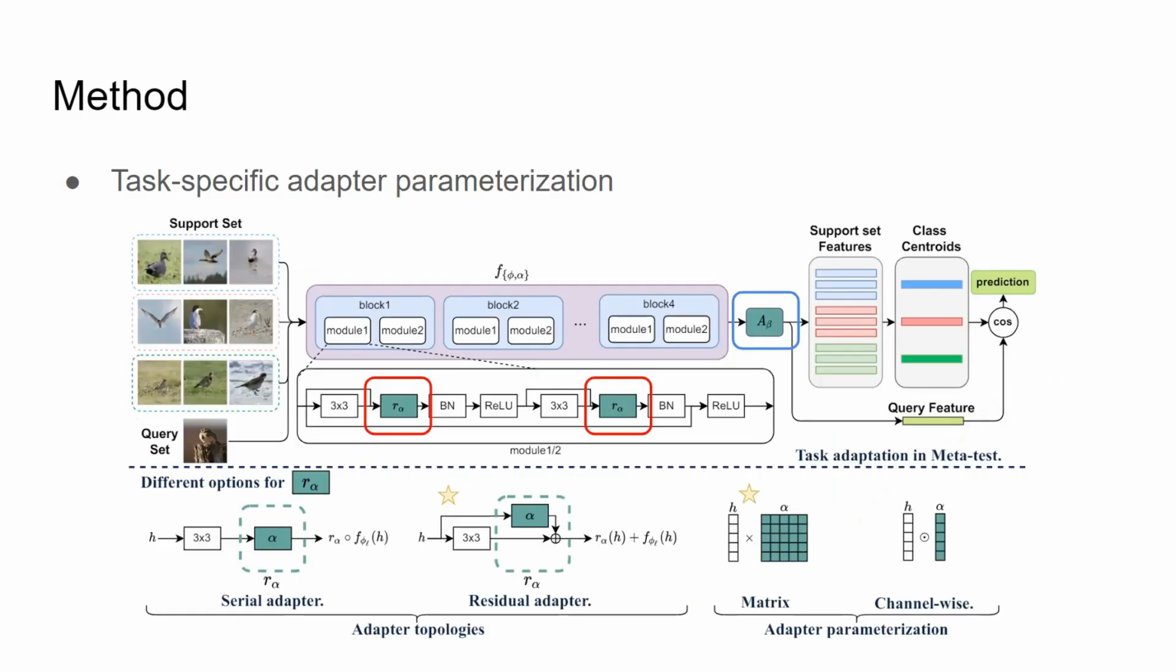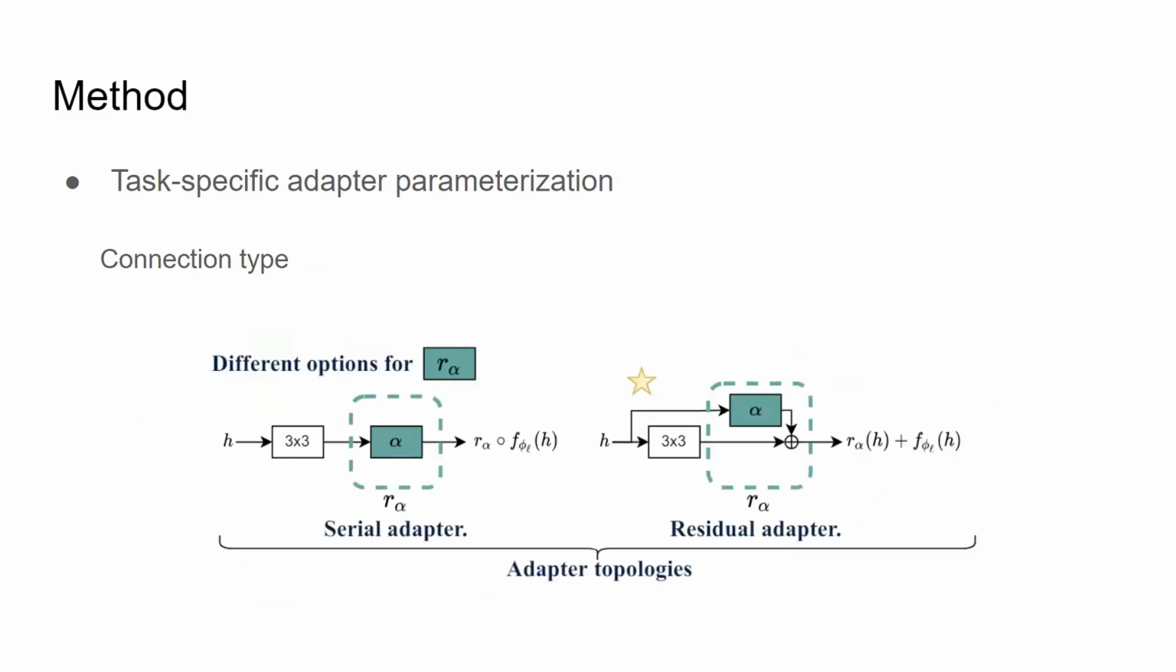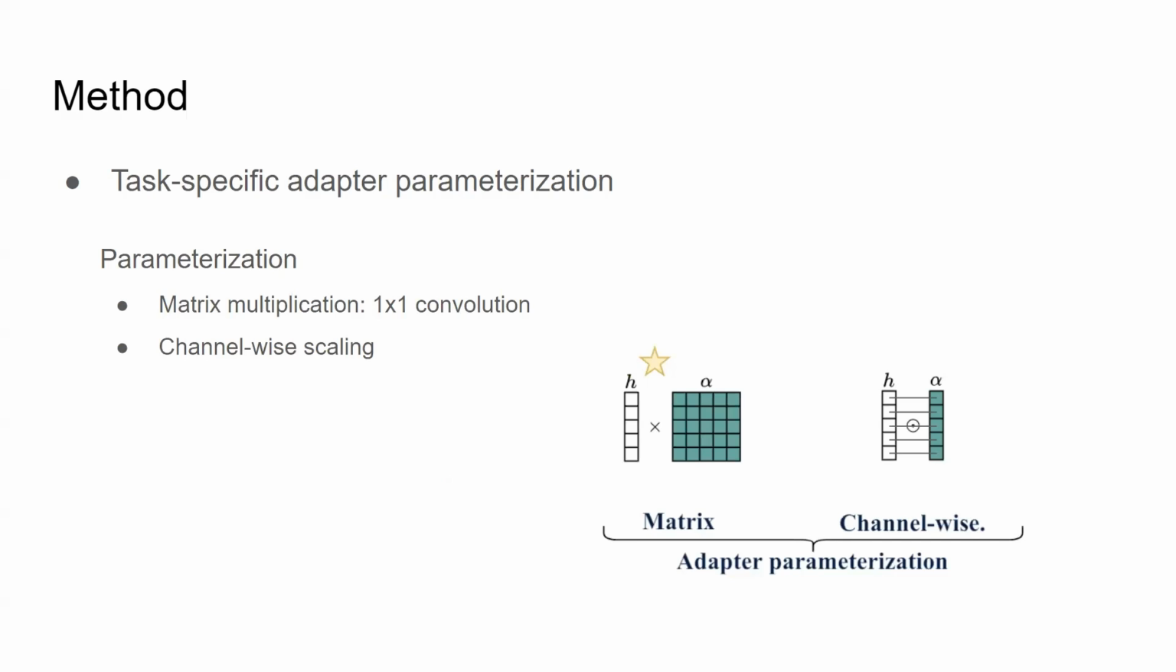This is a figure of task-specific adapters. They are attached after each convolution layer, and the feature is transformed by a pre-classifier and fed to a non-parametric classifier. There are two connection types. Serial adapter is sequentially applied after the layer, and residual adapter estimates residuals that are added to the layer output. There are two parameterizations. First is to do convolution with matrix form parameters, and the second is to do element-wise multiplication with vector form parameters.